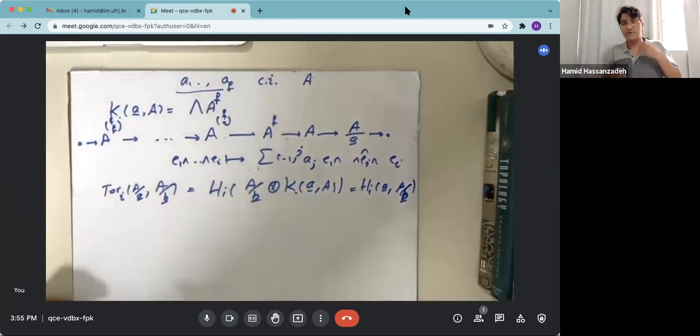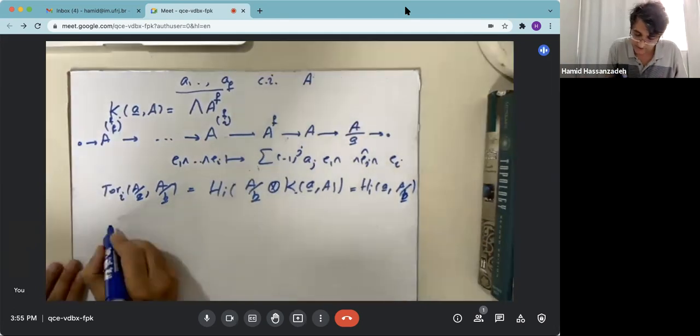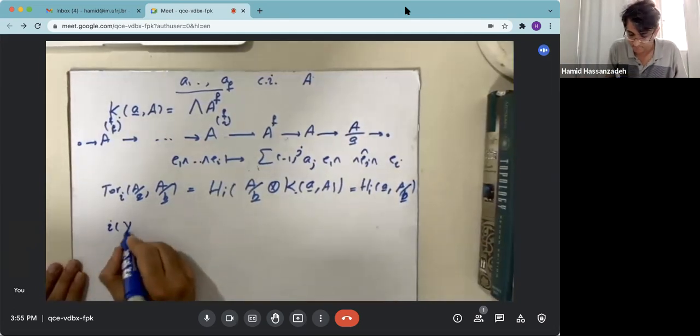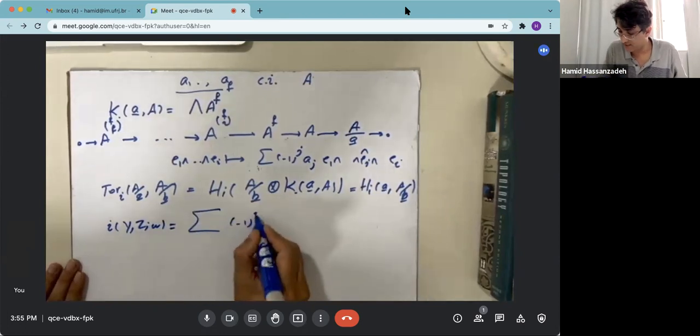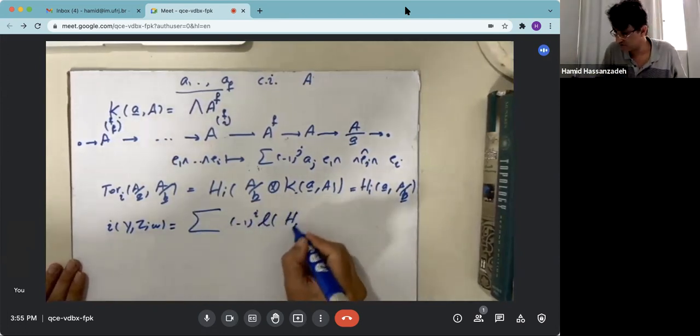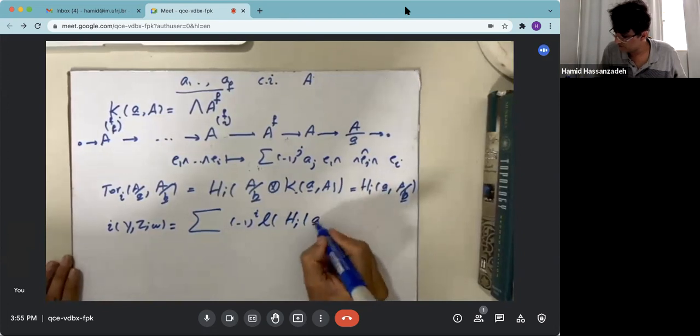Then to prove the positivity, in this case, the positivity is just the sum of (-1)^i times the lengths of the Koszul homologies of A/𝔟.